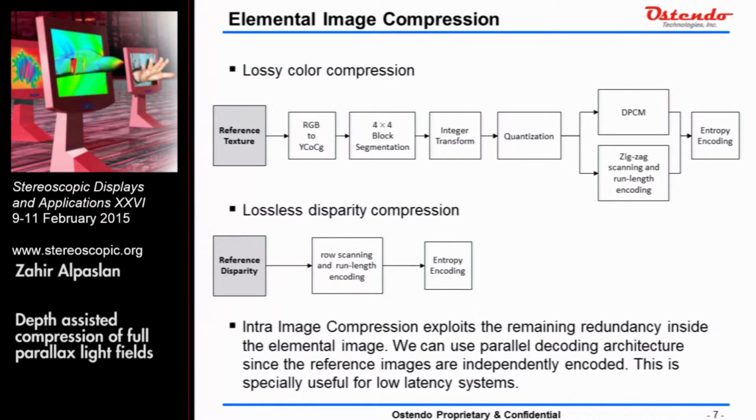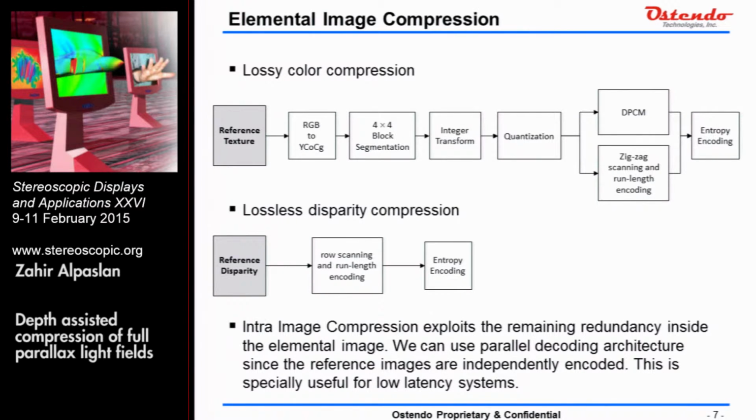Our next step is to take those references and apply another compression step. With the visibility test, we try to remove all the redundancy that exists between the elemental images. But inside the elemental images, there are still a lot of redundant elements that we can compress even further. For that, we applied a very well-known compression algorithm, very similar to H.264 video compression.